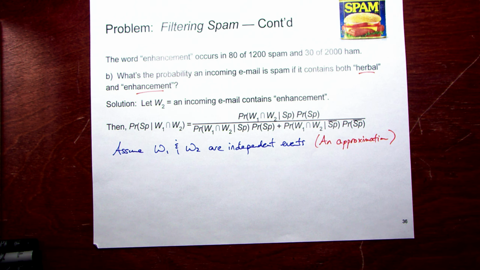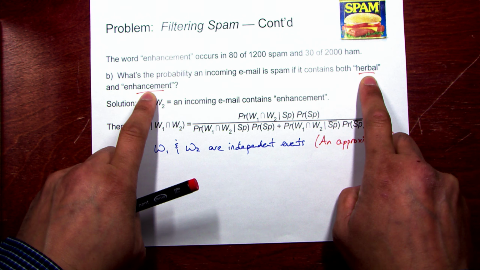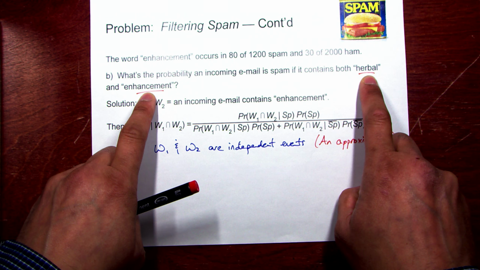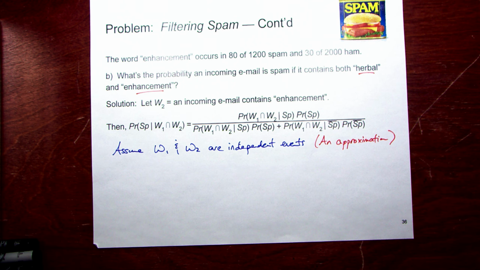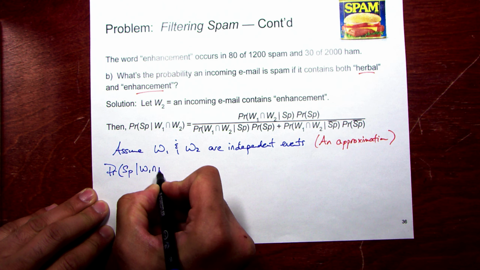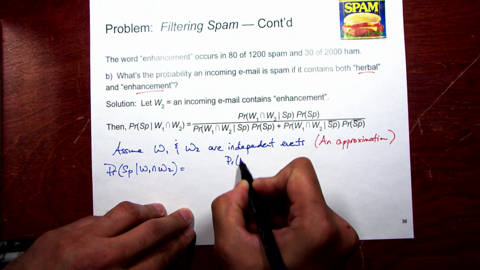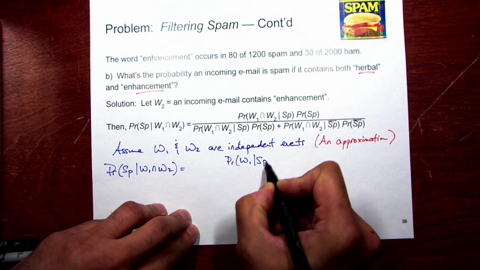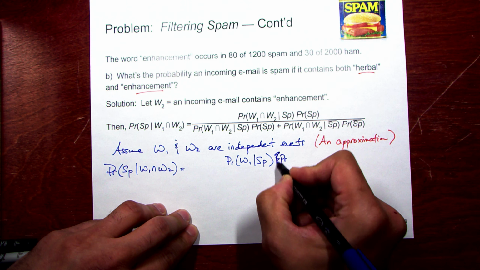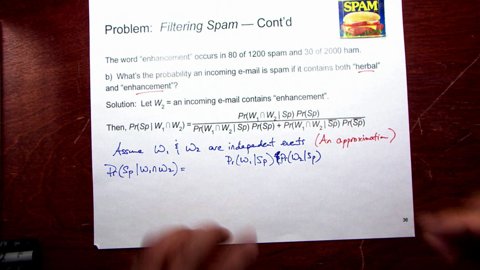What are the chances that these two things are independent? Probably not good. Probably if somebody is saying herbal, there's a good chance they're saying enhancement in the same email, and vice versa. But anyway, the round-off error is small, as it turns out. So what do we do? We blow this up as a product of W1 given SP and W2 given SP. So any intersect becomes multiply if they're independent.